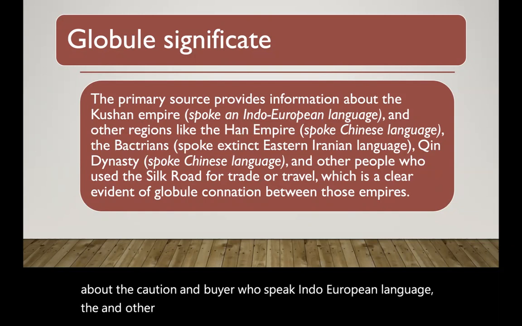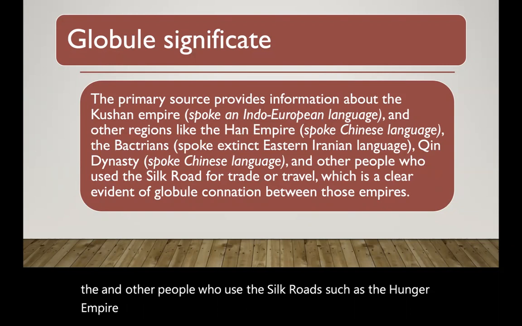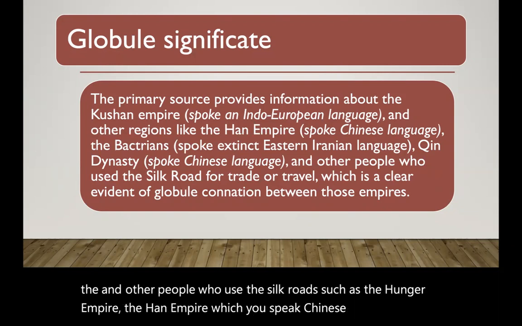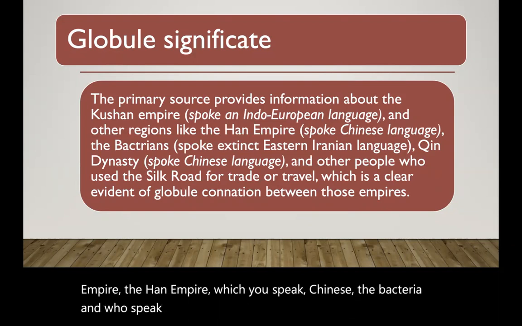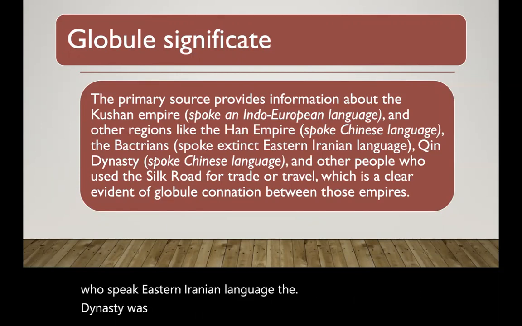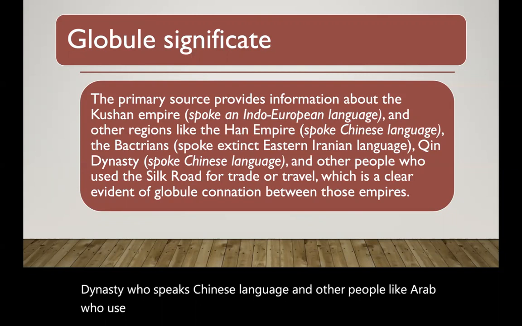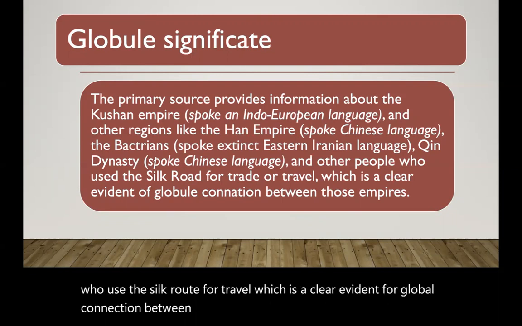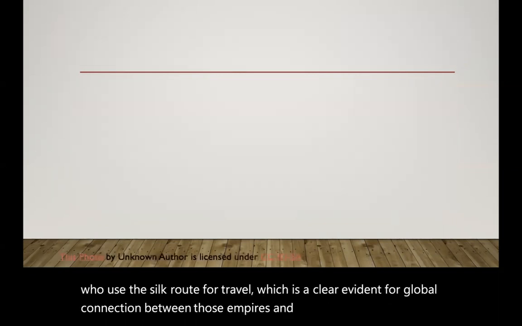The primary source also provides information about the Kushan Empire, who spoke an Indo-European language, and other people who used the Silk Road, such as the Han Empire, which spoke Chinese, the Bactrians, who spoke an Eastern Iranian language, the Shang Dynasty, who spoke the Chinese language, and other people like the Arabs, who used the Silk Road for travel, which is clear evidence of global connection between those empires and people.